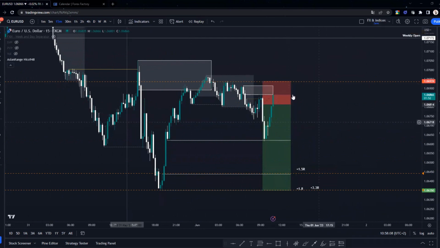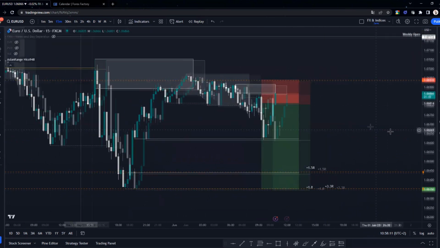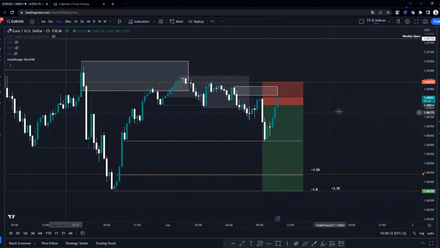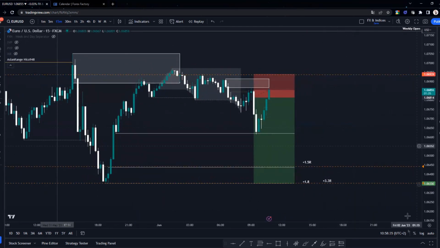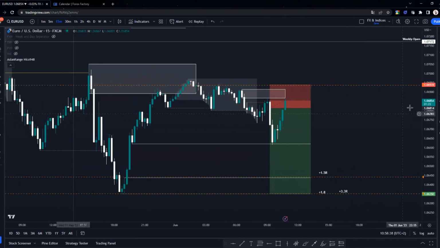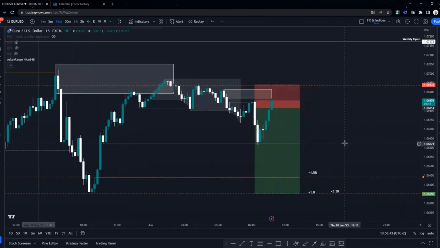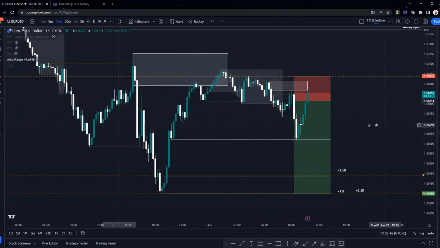All right, welcome back. So what happened? From here, price continued down and reacted to the zone I had drawn, but it didn't break. So I didn't move my stop loss to above this high or to break even because price didn't break the zone, but reacted perfectly. At the moment, it's just 1 minute away from the news event coming up at 11 a.m. I'm just waiting for the news event to come out.